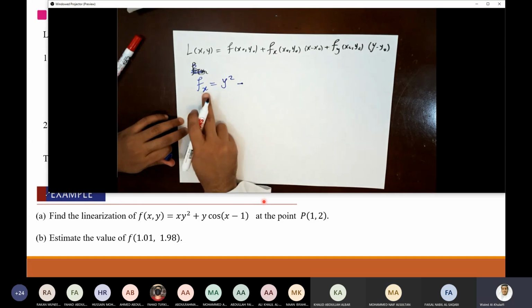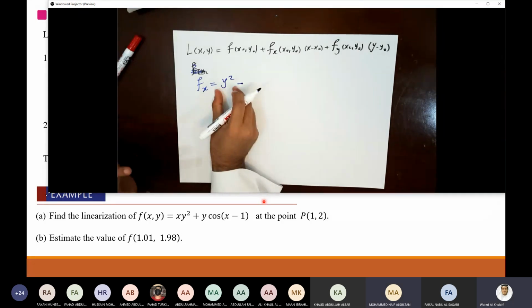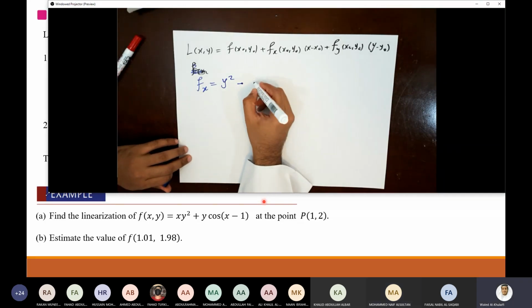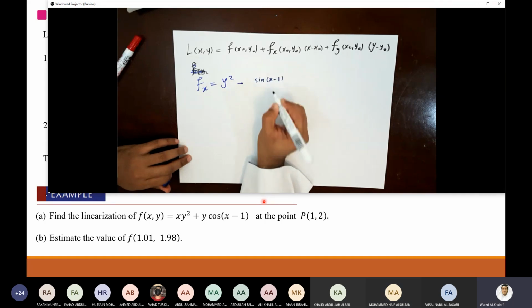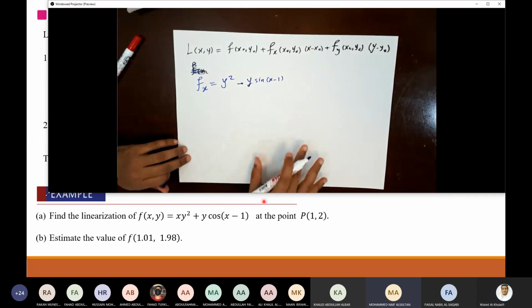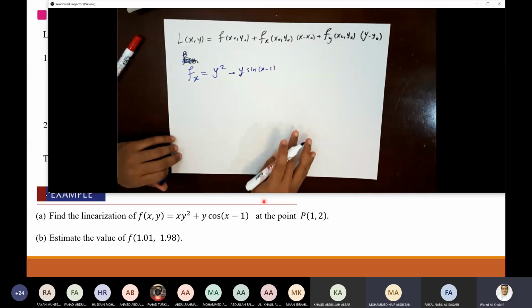No, we differentiate with respect to x. So in that term you have y square only. What about the other term? The cosine. What is the derivative of cosine? Sine. But times the derivative. Yes, y square minus sine(x minus 1). Okay, this is what we have.